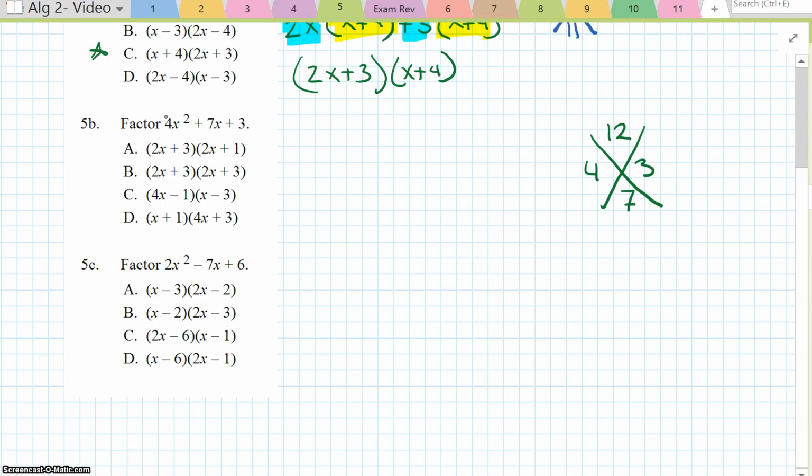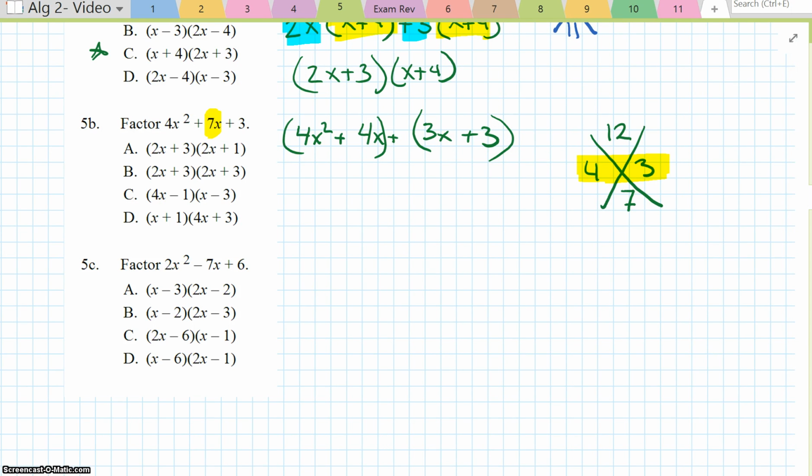So since our a value is not 1, we have to rewrite 4x squared plus, and remember, we're going to replace the 7x with these two factors. So plus 4x plus 3x plus 3. Okay? So now we can group. So let's group the first terms and the second set of terms.